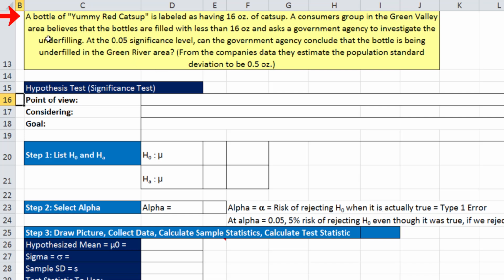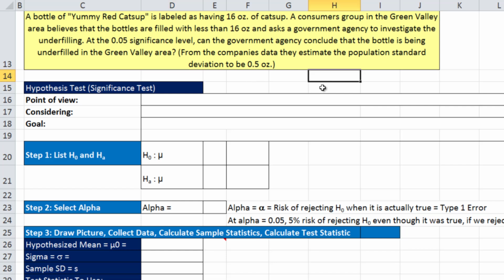Here's our example. A bottle of yummy red ketchup is labeled as having 16 ounces of ketchup. A consumer group in the Green Valley area believes that the bottles are filled with less than 16 ounces and asks a government agency to investigate the underfilling. At the 0.05 significance level, can the government agency conclude that the bottle is being underfilled in the Green Valley area? From the company data, we estimate the population standard deviation is 0.05.